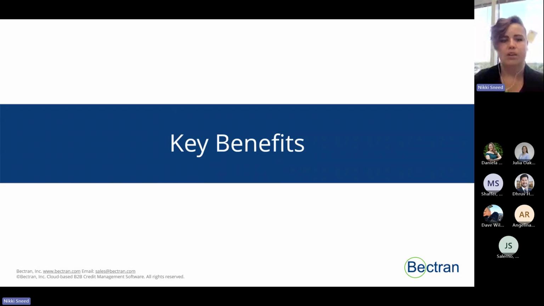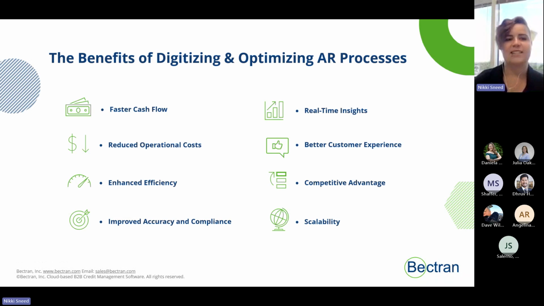Well, here are just a few of the key benefits that comprehensive digital solutions bring to the table. We'll break down some of these later, but this is a broad overview of what you can gain by really digitizing and then optimizing any digital processes you already have. Faster cash flow. So first and foremost, by streamlining and automating the accounts receivable process, businesses can expedite invoice processing and collections, resulting in faster cash flow. This improved cash flow enhances working capital and provides the financial flexibility needed to invest in growth opportunities.